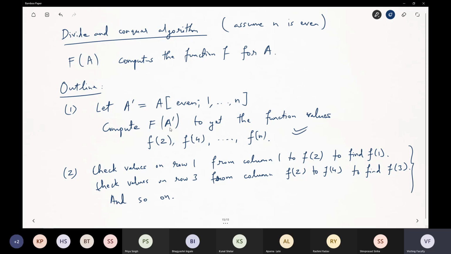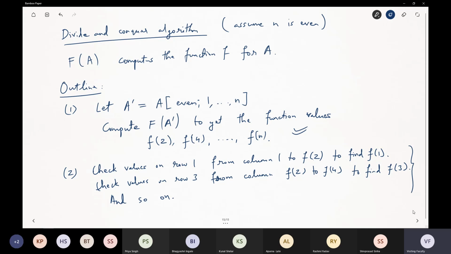This completes the computation of the function f for all values from 1 to n, right? So that is the outline for the algorithm. Here, what is the divide and conquer thing? The divide and conquer thing is coming from this: you are applying the same algorithm recursively on a smaller array, right? That's the division. You are using a kind of recursion.